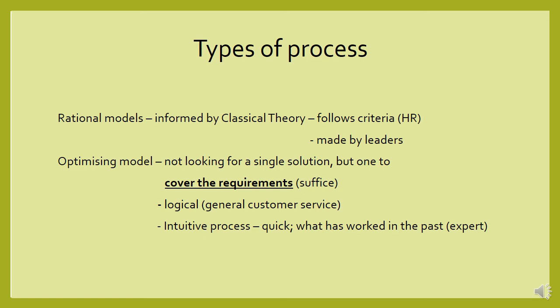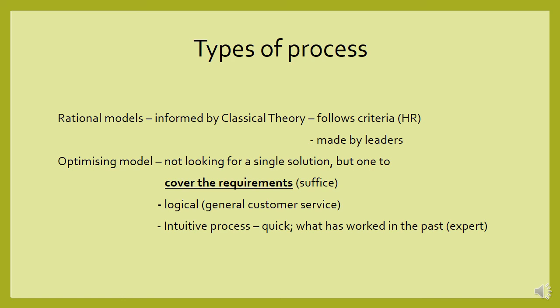we can talk about two kinds of models, the rational model and the optimizing model. Now, the rational model is informed by classical theory, as it says, and classical theory is just one type of theory that describes the way organizations work and are structured, and obviously how the communication processes work. And classical theory is the only theory of organization that we've looked at so far. However, rest assured, we're going to be doing more.